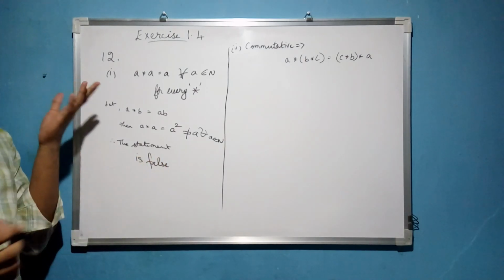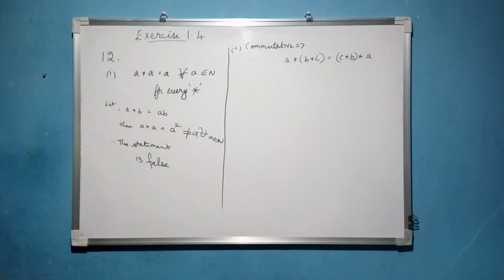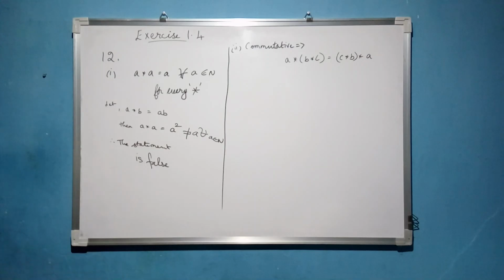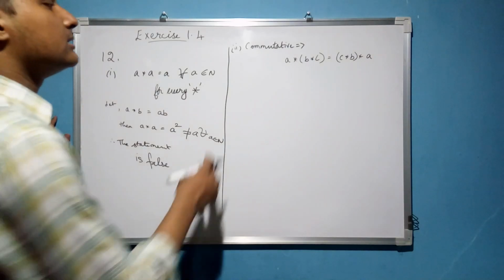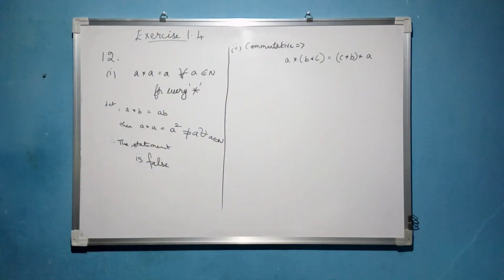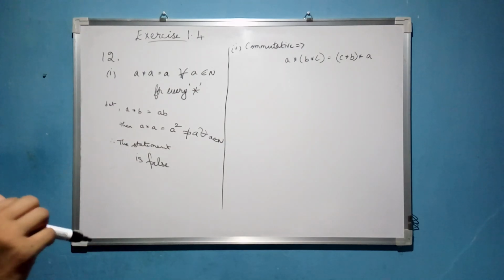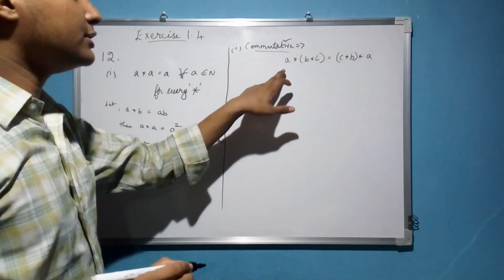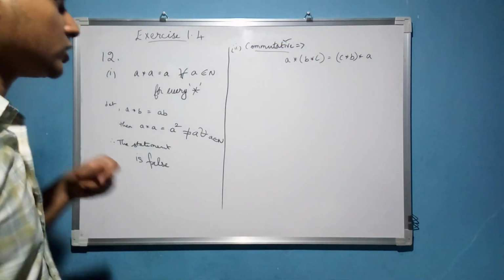There may be some conditions where it is going to be satisfied, but in this case I have taken an example. It is not always true, right? That's what you're going to tell. The second part of the question is, if star is a commutative binary operation on the set N, then (a star b) star c should be equal to (c star b) star a, right? It is given it is commutative, so we need to check whether this is correct or not.